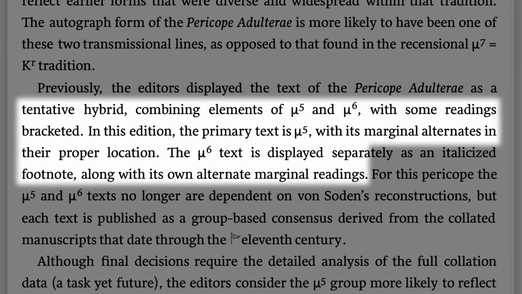By the latest edition of his text, he decided to use the Mu 5 form as his primary text with its marked alternates in their proper location. The Mu 6 text is displayed separately as an italicized footnote along with its own alternate marginal readings. So yes, God used this story for a long time in a lot of places, but they didn't all have exactly the same form of the story, and there's no clear winner.